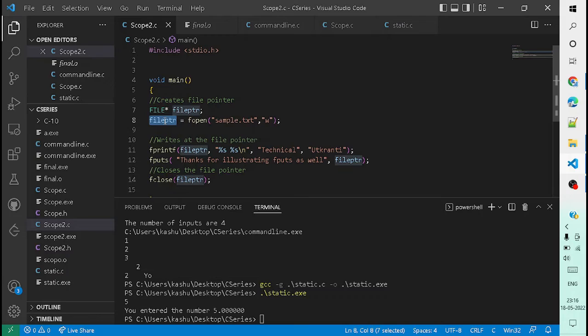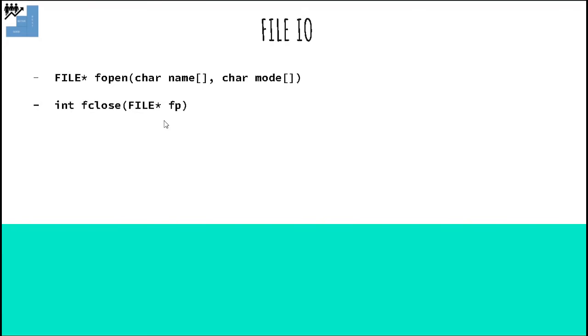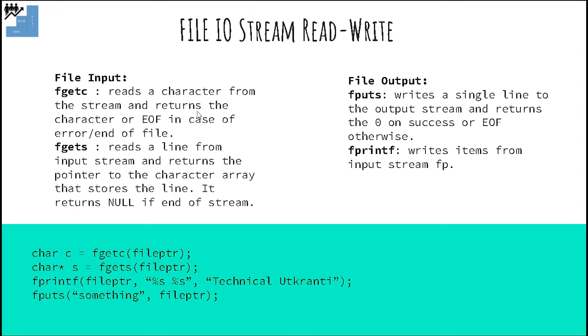And as we read and write on this file pointer, we end up updating. In case of write, we end up updating the file itself. Let's move ahead. Okay, and after we have performed all the operations on this file stream, we close this file stream using this particular instruction fclose. So let's see some instructions that are there to deal with this file stream.